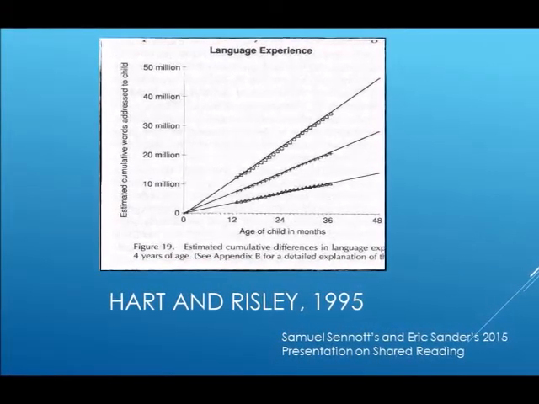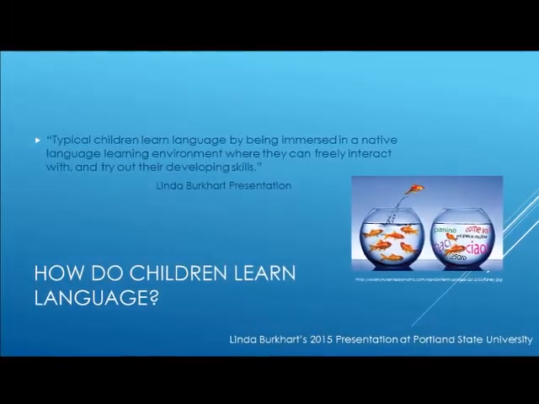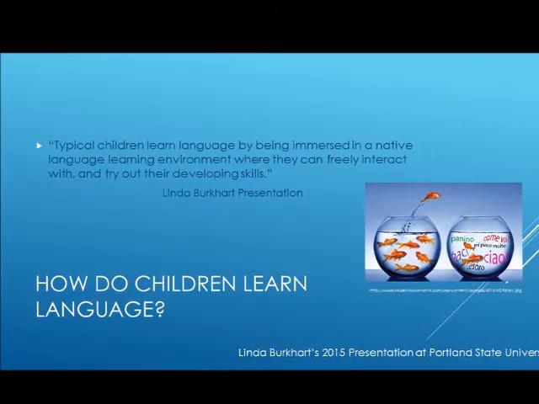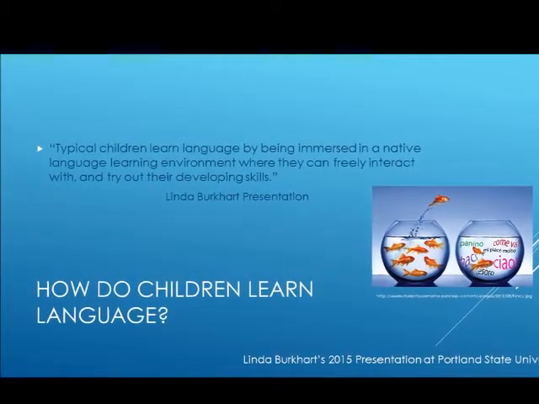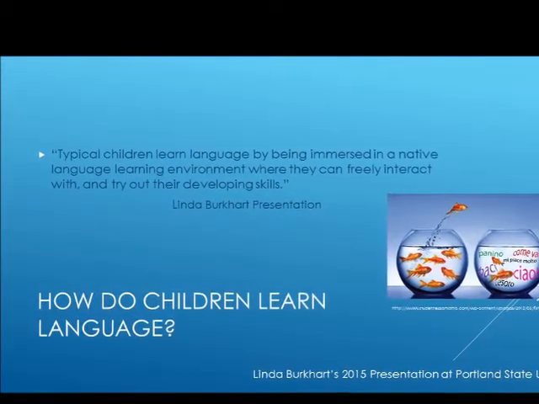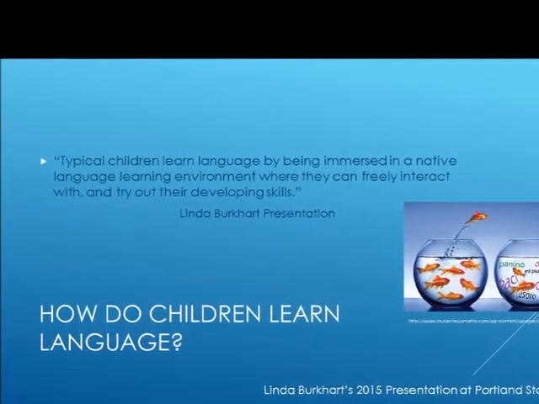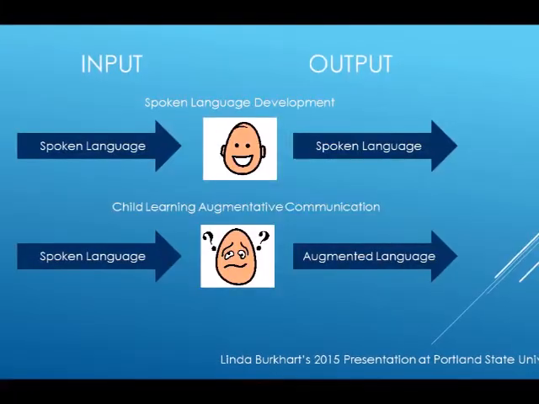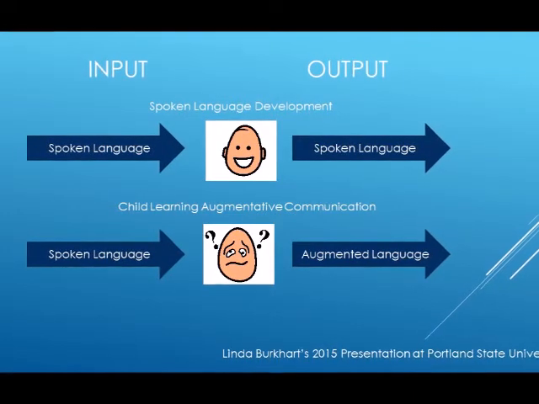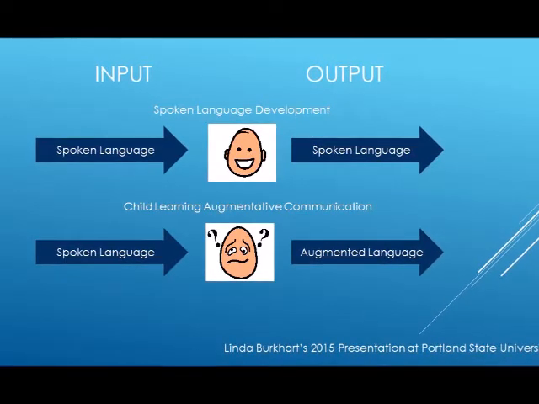So children who are talked to more often are able to produce more words. If you're trying to learn a foreign language, the easiest way for you to do it would be to go to the country and be immersed in it, or to be involved in some sort of school or community that only speaks that language. So when you are immersed in a language, you learn it much faster. Unfortunately, when it comes to augmentative communication, we don't tend to teach it in a way that kids naturally learn language.